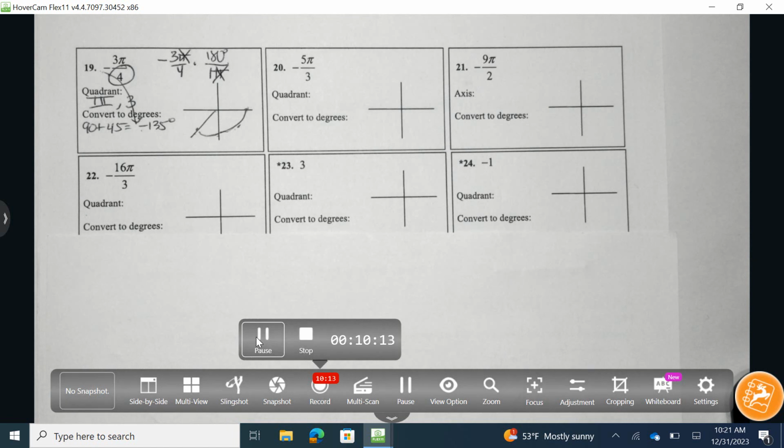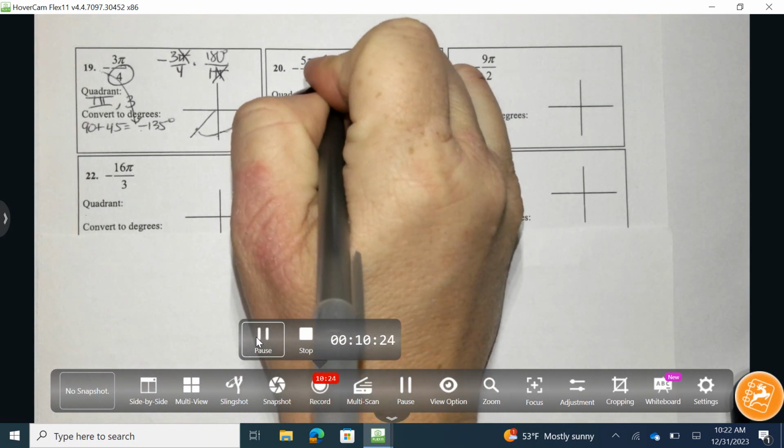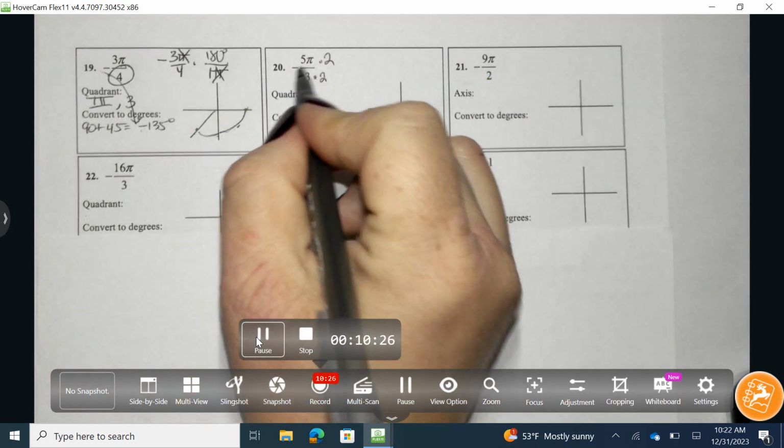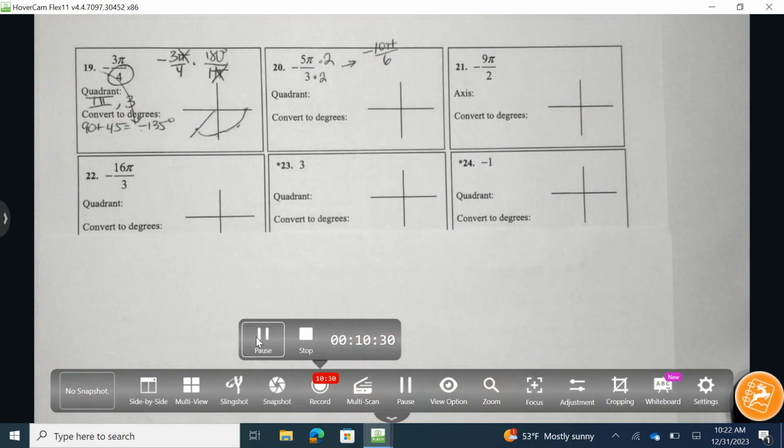Now, when I look at number 20, it doesn't have a 6 and it doesn't have a 4. So I need to transform it by keeping the same original value. Now, how do we do that? Whatever I multiply by the denominator, I must multiply by the numerator. This is equivalent to negative 10 pi over 6.